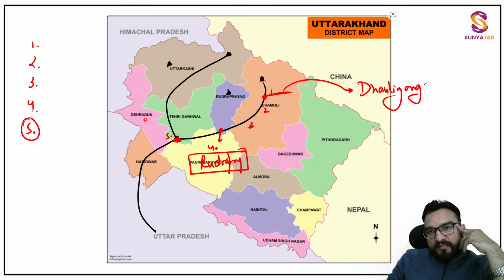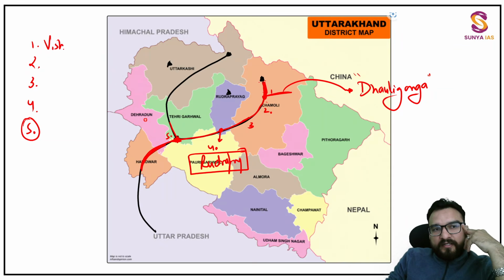Dholi Ganga river is merging into Alaknanda river. This is the major river Alaknanda which is going. The name Alaknanda will be retained over here, right? And it will be merging with Bhagirathi, ultimately called Ganga over here. Now the second, Dholi Ganga is meeting Alaknanda at Vishnu Prayag.